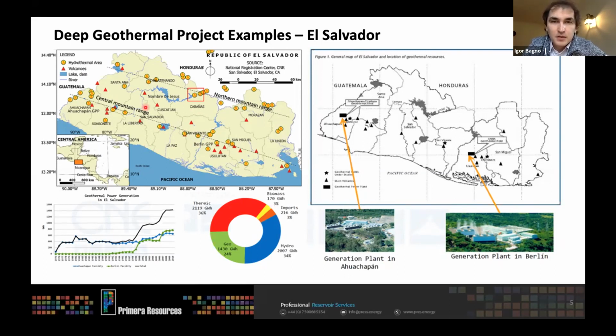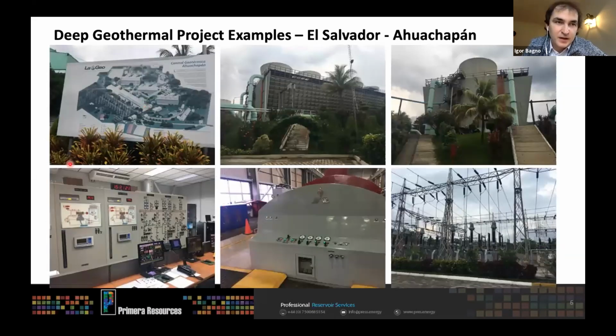So these are pictures from a site visit by one of the experts from a company called Lageo. They're also available online. You will find more photos if you follow the references at the end of the presentation. But this is essentially to show that the project in El Salvador was quite old.